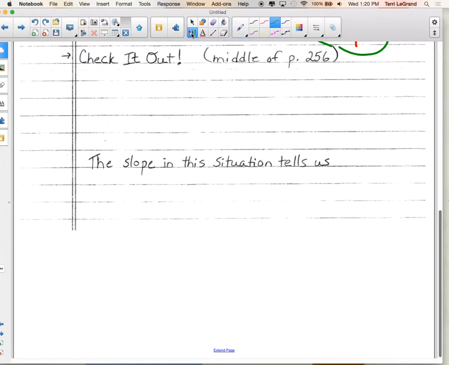This is where I find students give me the least amount of effort and do the least amount of thinking. It's kind of like, oh, whatever. No, it's not going to work. So tell me what's going on in this problem. Check it out, problem 3.